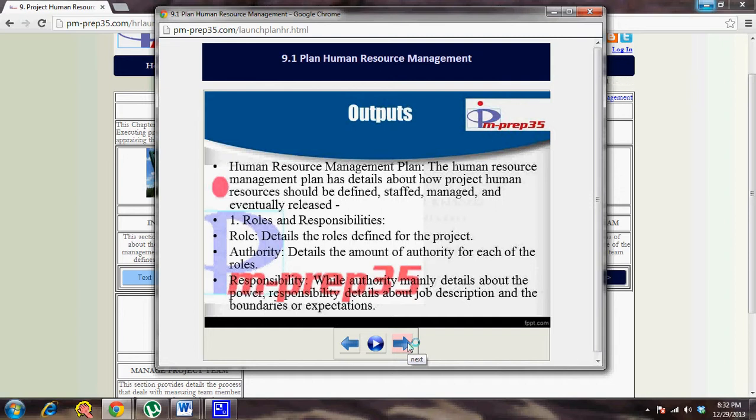The output of this process is the human resource management plan. The human resource management plan has details about how project human resources should be defined, staffed, managed and eventually released. It contains the roles and responsibility. The role details the roles defined for the project, and what their role in the project is. Authority details the amount of authority for each of the roles. Roles, responsibility and authority are all interlinked. While authority mainly details the power, responsibility details the job description and the boundaries or expectations.